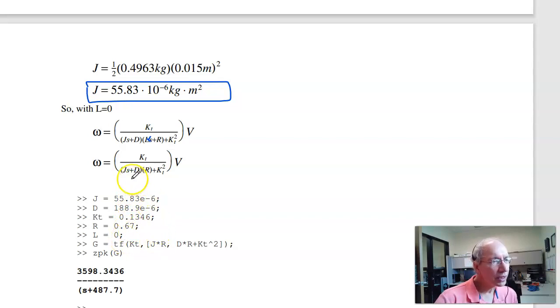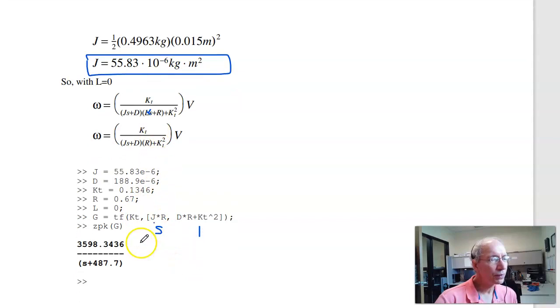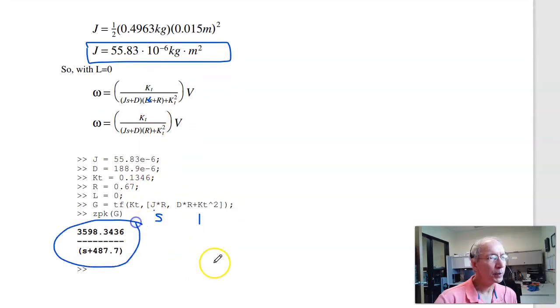So this is the denominator polynomial. It's JR times s. So this is the s term. Here's the 1 term in the denominator. The numerator is just KT. So here's my transfer function for the motor.